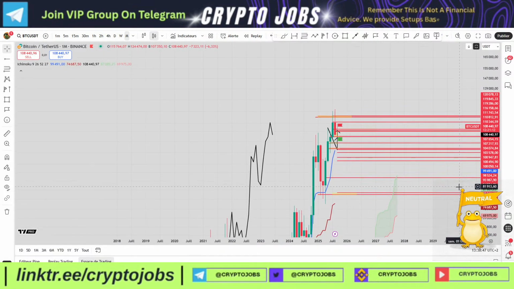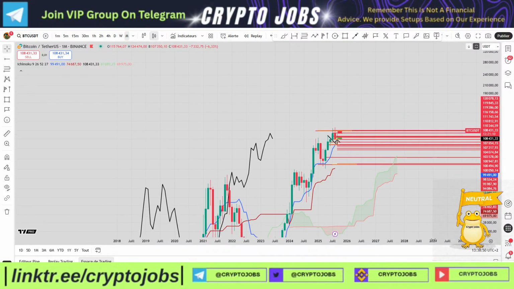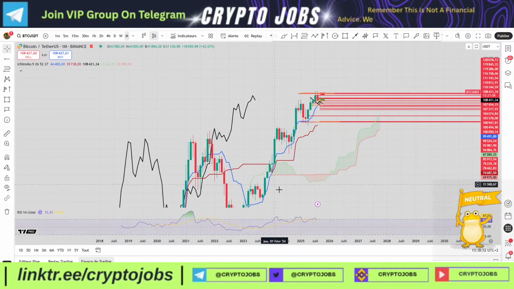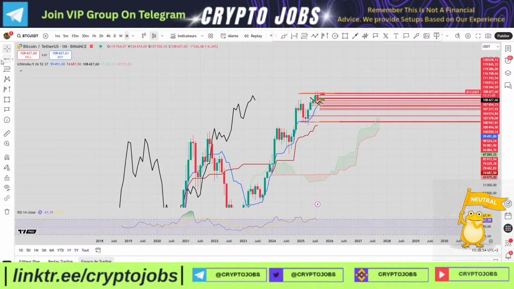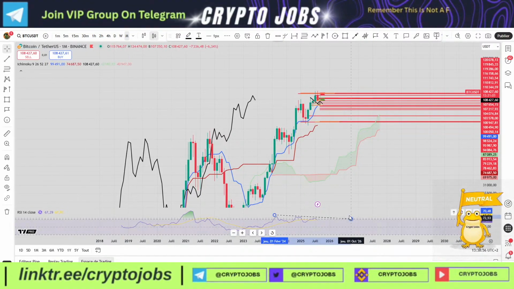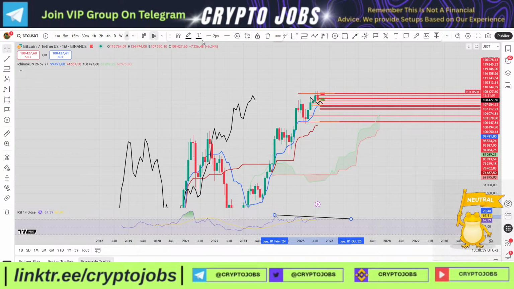And on the monthly, you see on the monthly also, that's why I call for it, you have also a bearish divergence. So that's why the market needs to retrace.